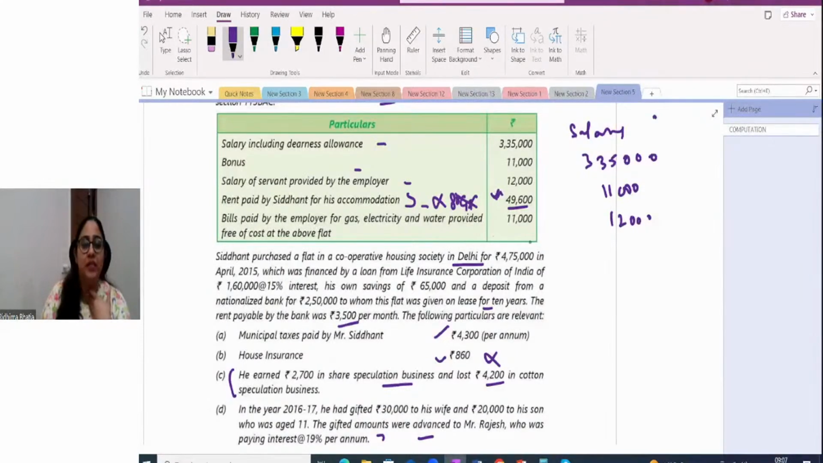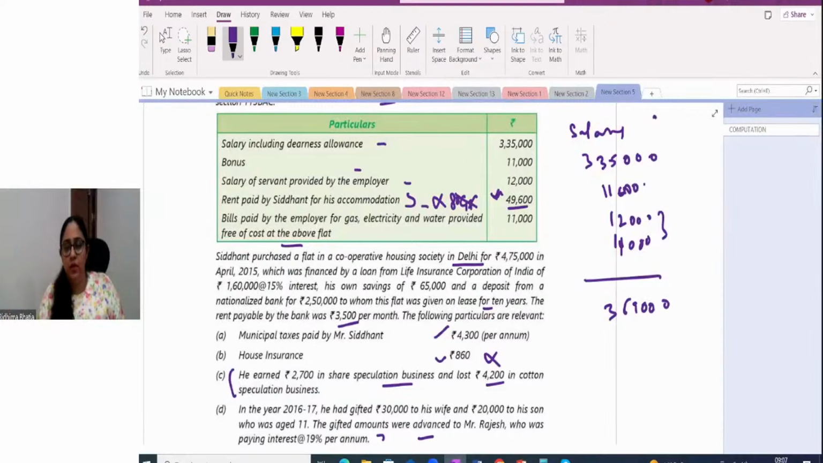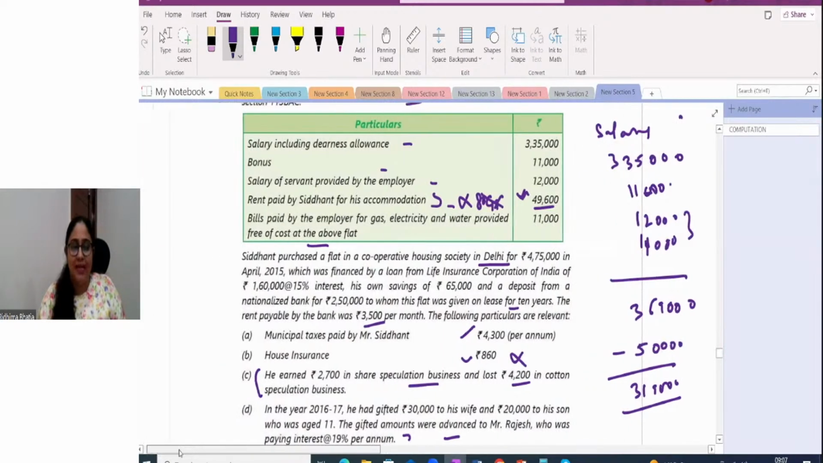11,000 paid by employer for gas, electricity, free of cost at the above flat. Again, a perquisite. So this would be your perquisites. This is your bonus. 23,000 plus 11,000, 4 and 30, 335. Okay. So 369,000 is my gross salary. Less 50,000 standard deduction. 319. Okay. I hope everyone's answer on salary is matched.